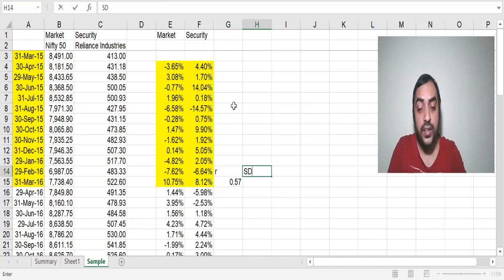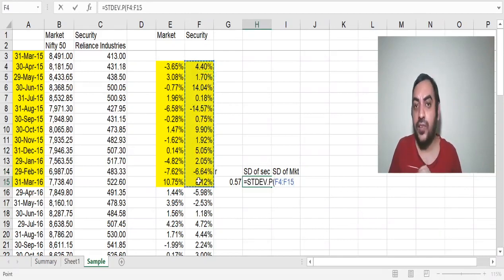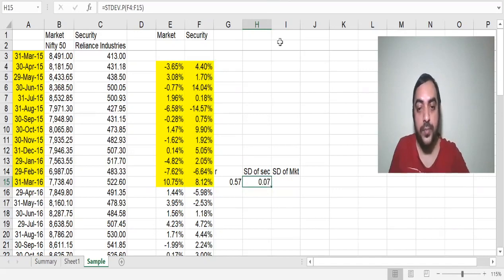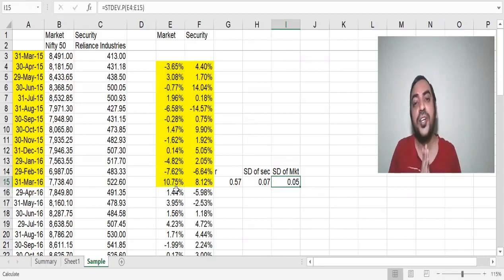Then what we require? Standard deviation of security, then standard deviation of market. In this case, standard deviation of security means the Reliance 12 months monthly returns. Select it, and I got the number. And then standard deviation of the market. The formula is STDEV.P. Select the market returns. So this data is also computed.